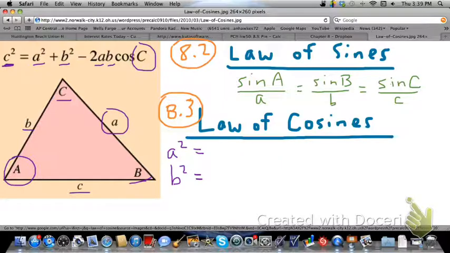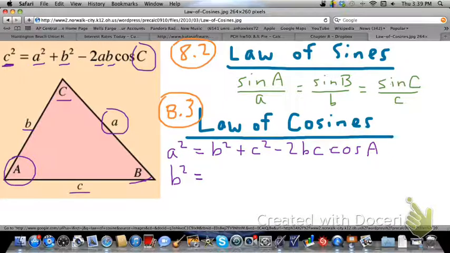See if you can figure out what a squared would equal using the pattern that you see for c squared. So pause the video, and I'm going to go ahead and fill it in. See if you can fill it in before I do. So a squared is equal to b squared plus c squared, and then minus 2 times the b times the c multiplied by the cosine of the angle opposite side A, and that would be capital A. So that's the formula for a squared.